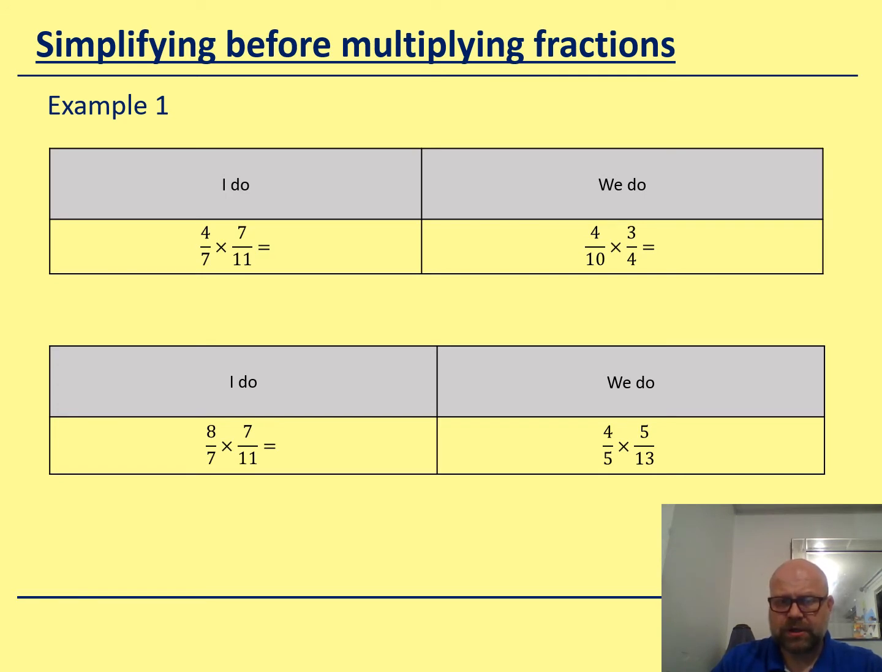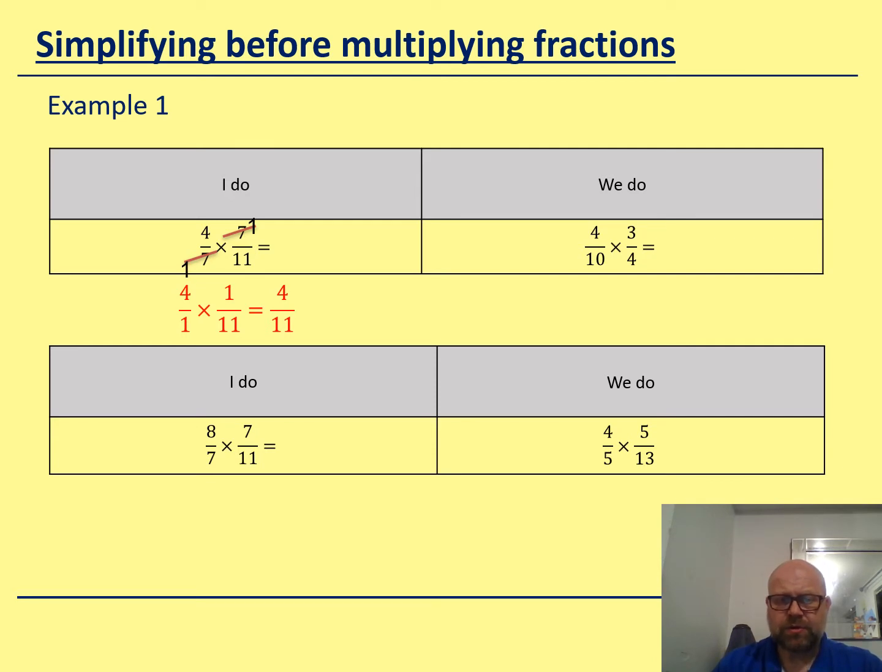So it's called cross cancelling because 7 divided by 7 is 1. So what we can do is this: we can cross that one out, and exchange them for a 1. 7 divided by 7 is 1. So now we've got 4 times 1 is 4, and 1 times 11 is 11. So the answer is 4/11.